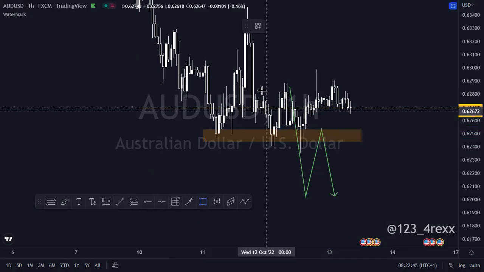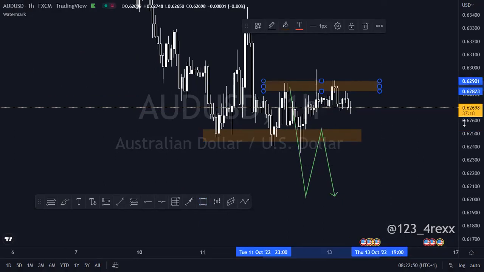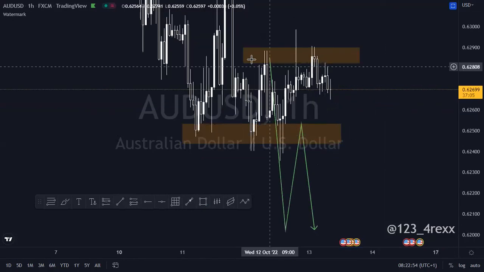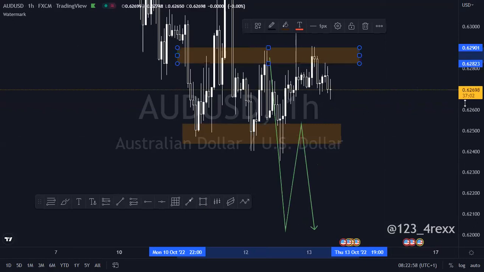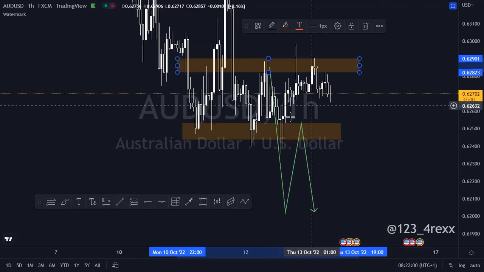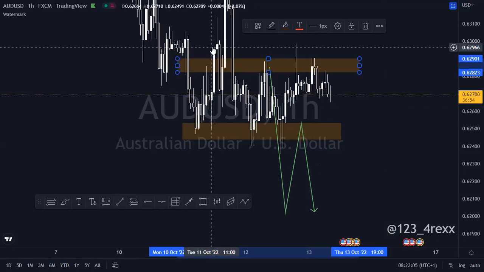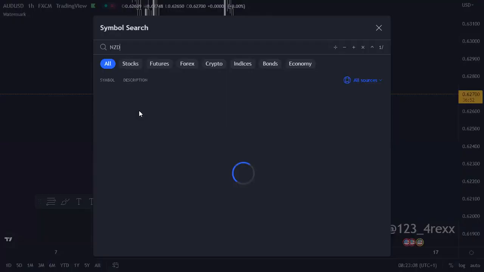Price is still tapping here and then rejecting to the downside. So it's been a hell of a week. I think since last week, most price action has just been slow. So let's watch out and see if we can make sense of anything today. That being said, let's jump on NZD and see if it's any better.